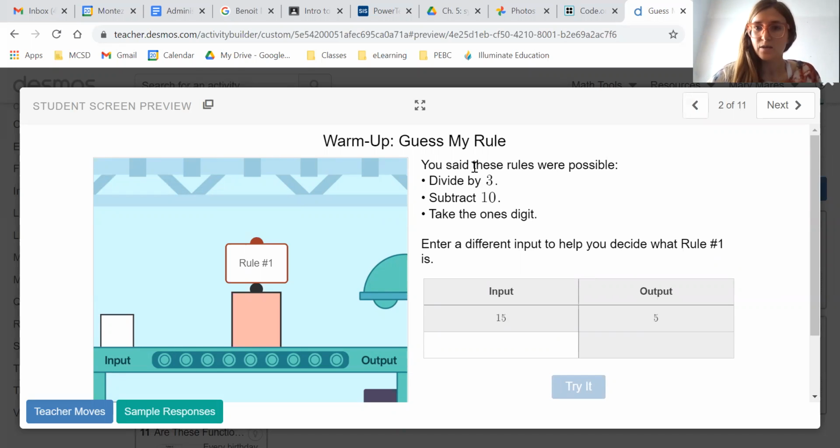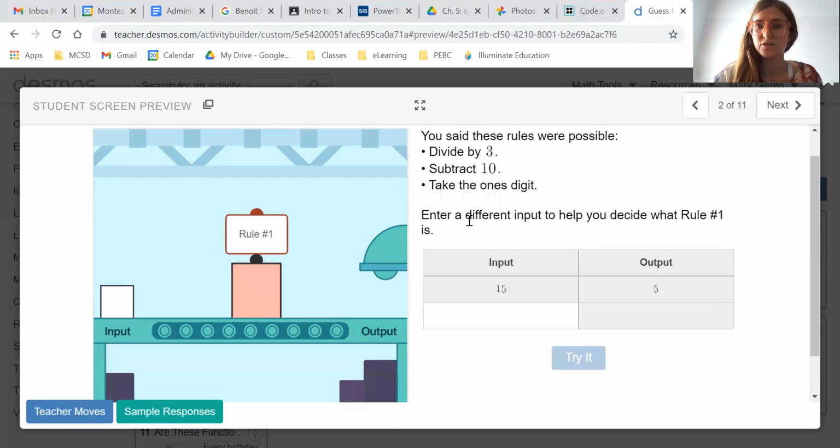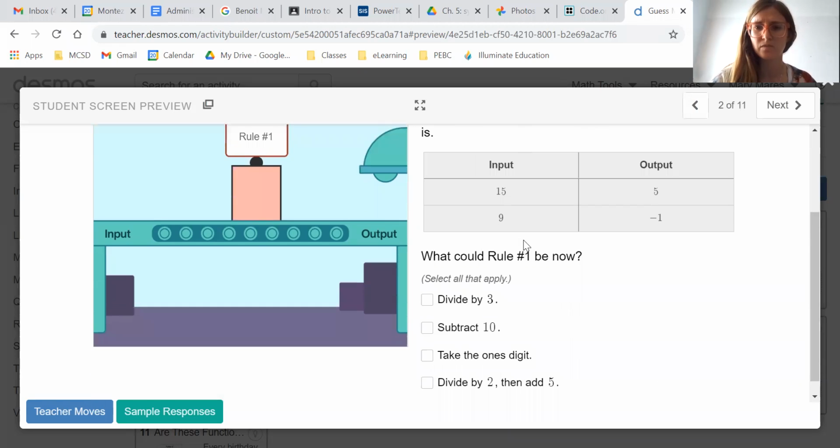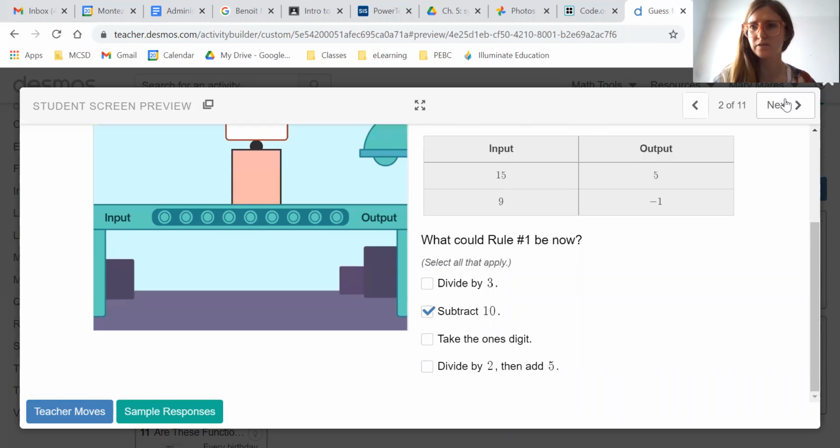Okay, so I said any one of those 3 rules was possible. So I'm going to enter a different input and see if that will help tell me what my rule is. I'm going to put in 9. If the rule is divide by 3, then my output should be 3, but it is not. And it's also not taking the ones digit, because if I just took the ones digit from 9, then the output would be 9. But my output was -1, so the rule has to be subtract 10. So that's my rule.